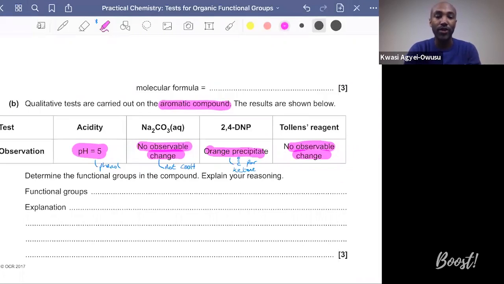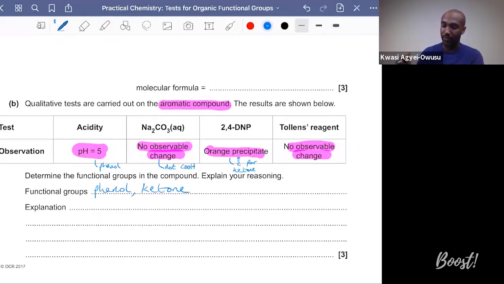Now, the question says we are to determine the functional groups in the compound and explain our reasoning. Okay, so the functional groups are phenol OH, so phenolic OH. We know we've got a ketone present as well. Okay, any other conclusions? So we know it's a phenol because it's acidic, but it doesn't react with sodium carbonate. We know it's a carbonyl of a ketone because we get an orange precipitate, which doesn't give us a silver mirror. Okay, so let's write that down.